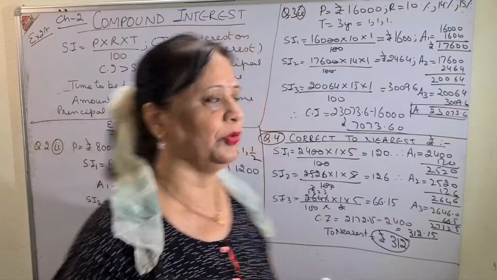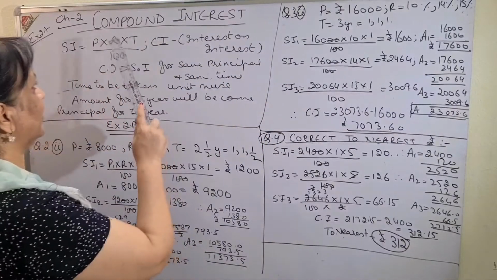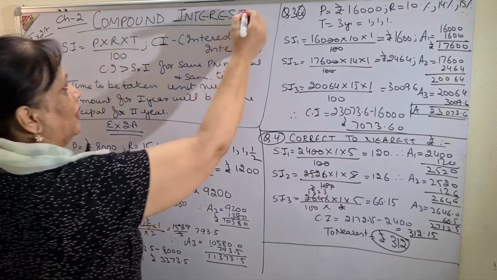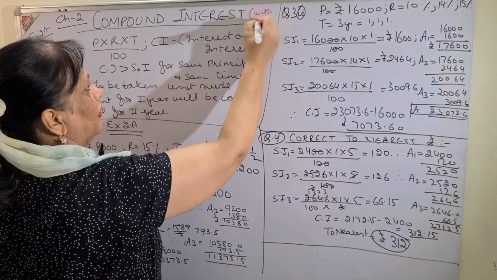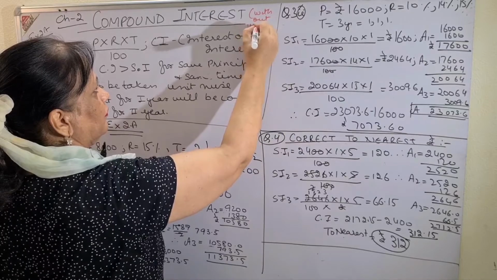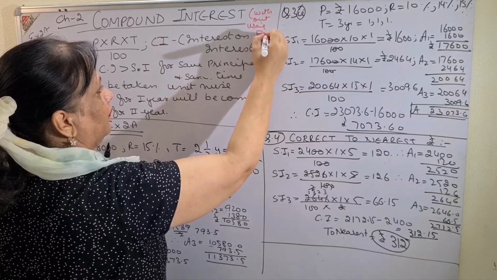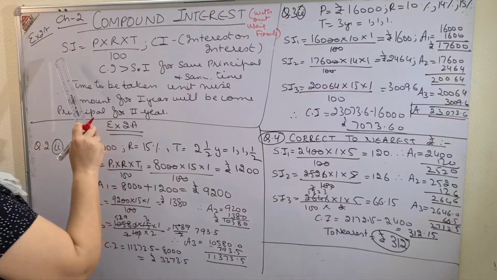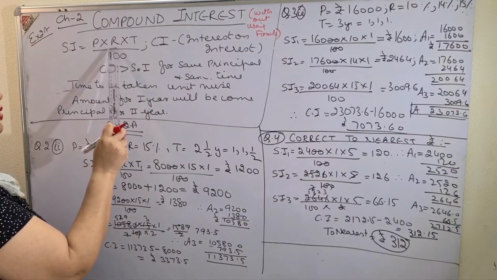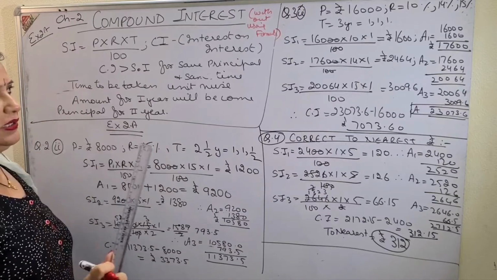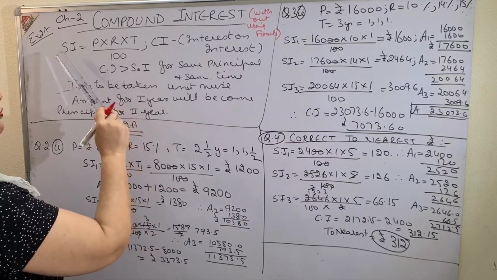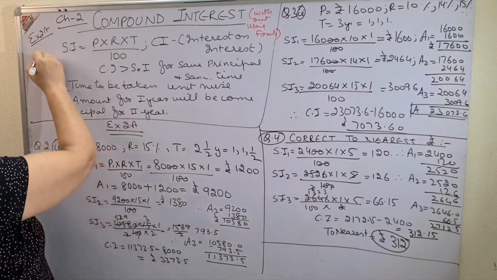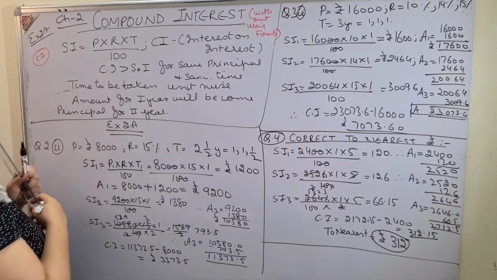Okay, come to the board now. Board must be clear to you. I have written compound interest chapter 2, and over here I am writing without using formula. So we have already studied that SI is equal to P into R into T upon 100 in our previous classes. Now what is the difference between SI and CI? Compound interest we denote by letter CI in abbreviation.